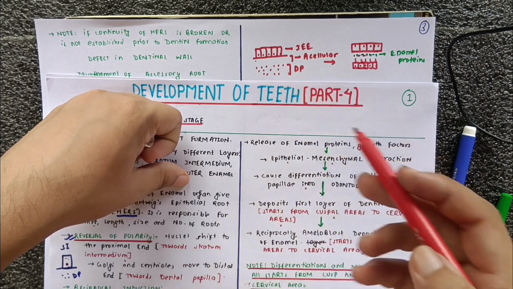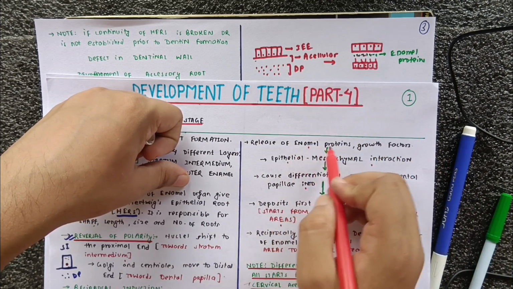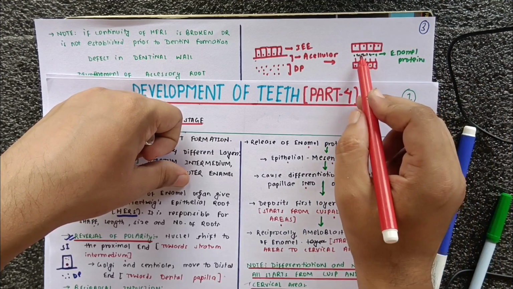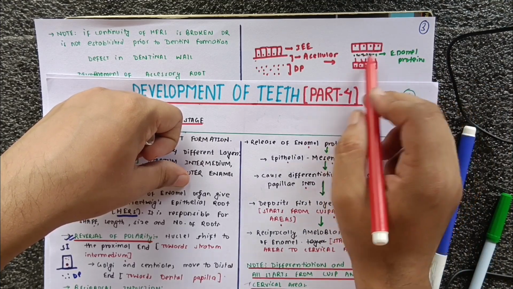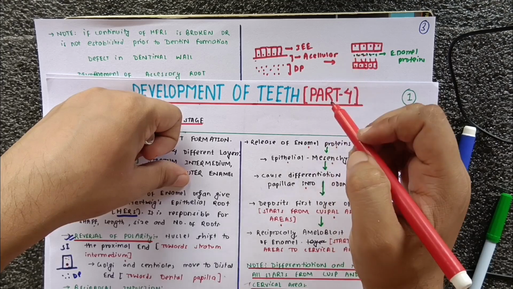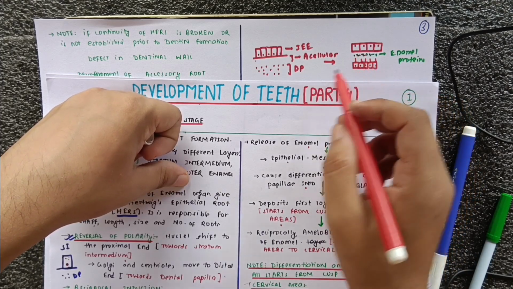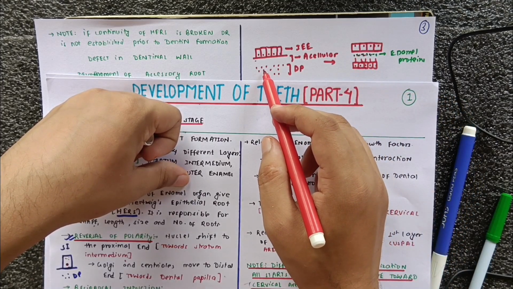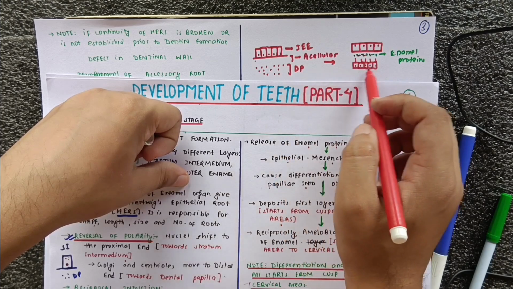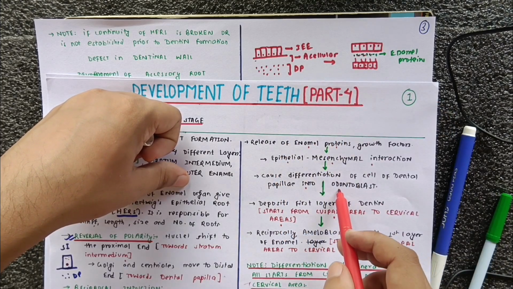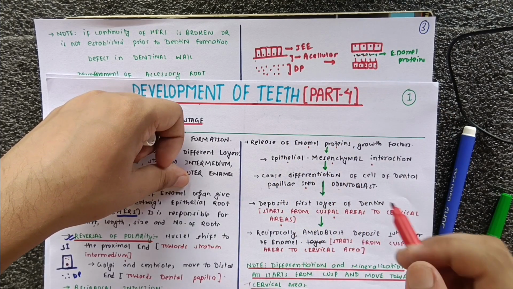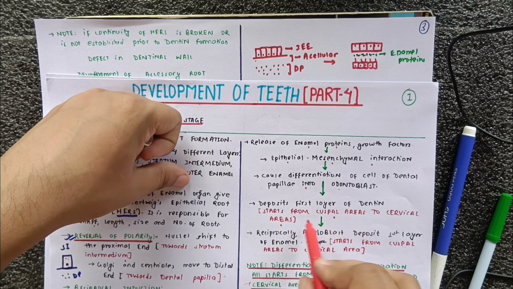that ameloblast releases different kinds of enamel protein and growth factor. These are the enamel proteins and the growth factor in this picture. Those enamel proteins and growth factors differentiate the cells of the dental papillae into the odontoblast. So odontoblasts are formed. Another thing you should remember, which I have written here, is that it starts from the cuspal area to the cervical area.